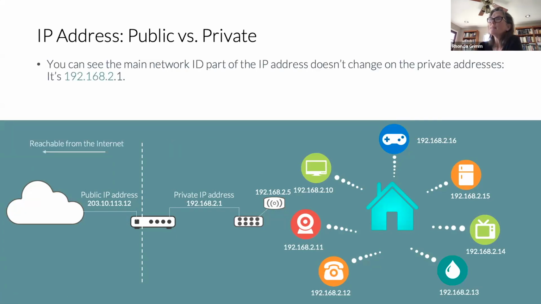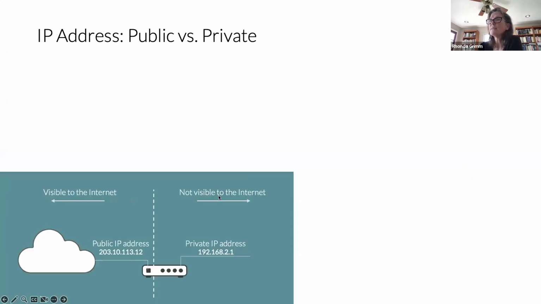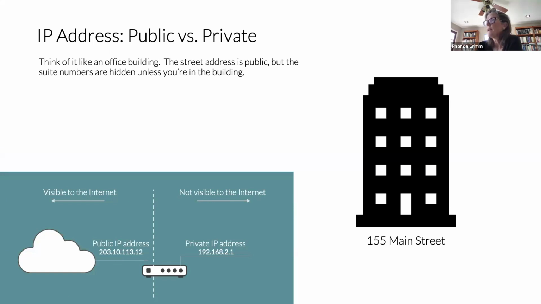So when you look at here, the reachable part of the private part of the IP address, you've got the 192.168.2. But then if you look, no device, those last two numbers, no device has the same host number. And that is the way everything gets its own identifiable special number behind that main 192.168.2.